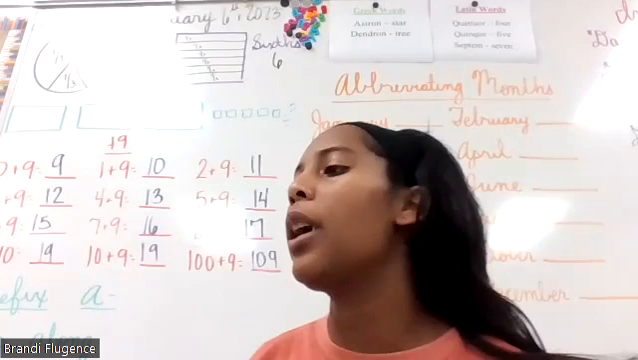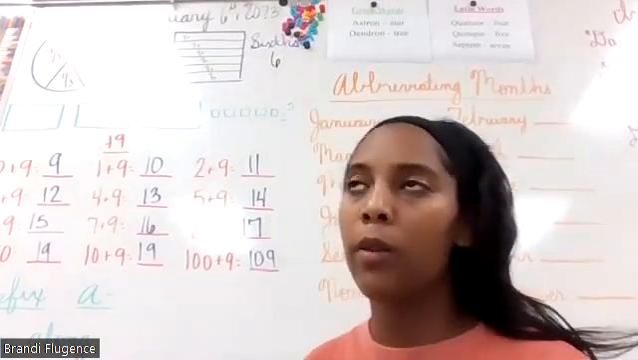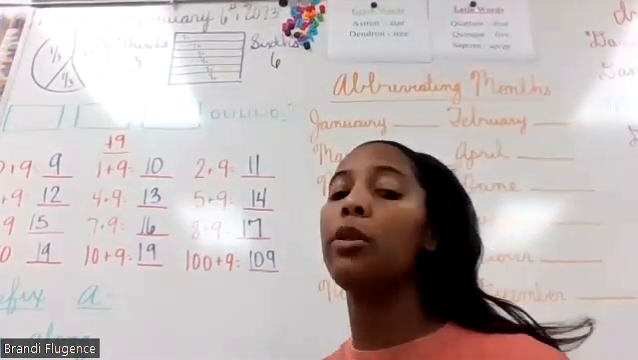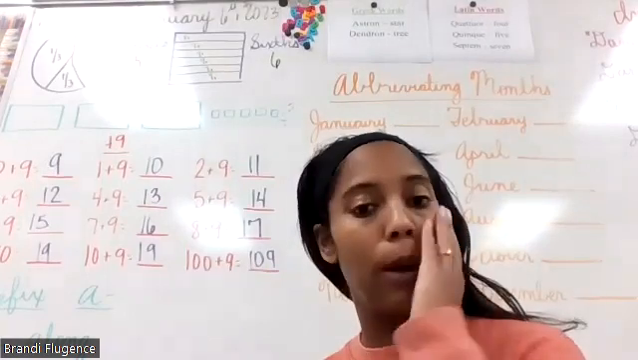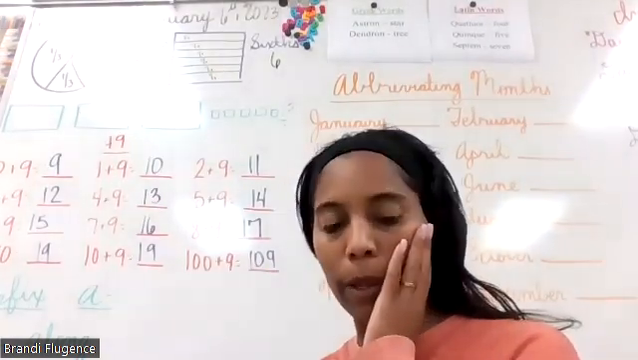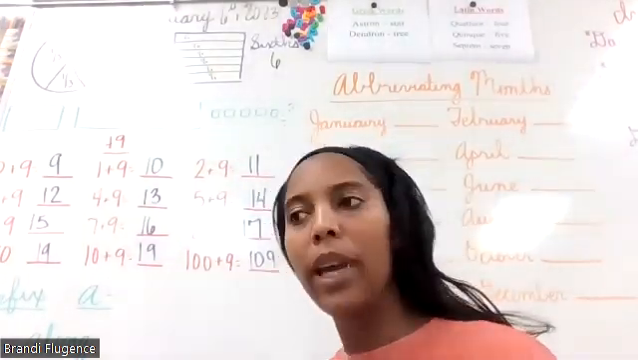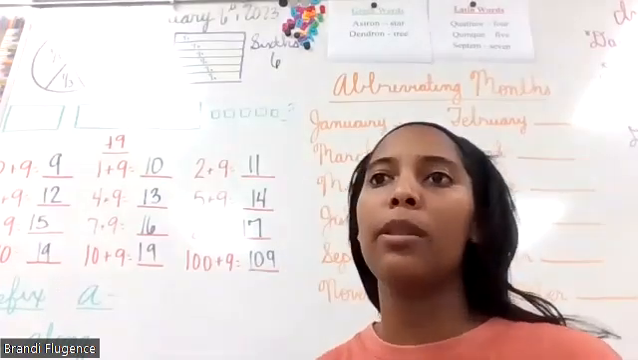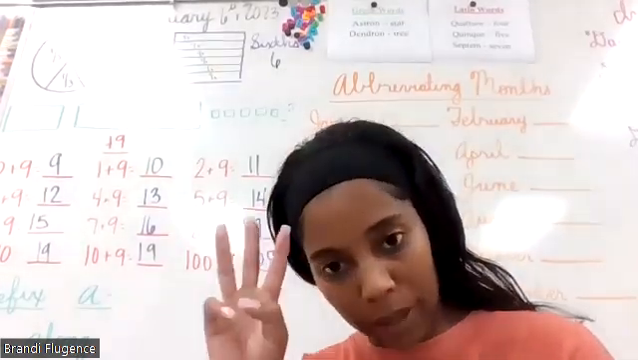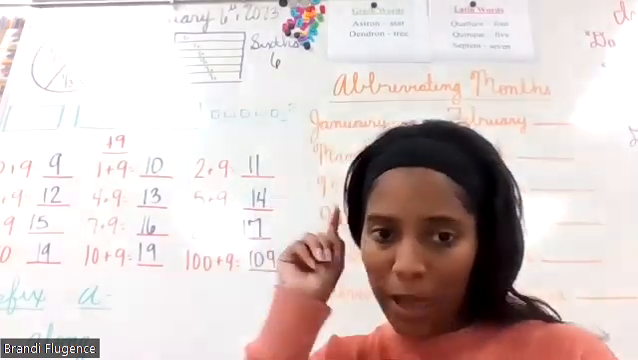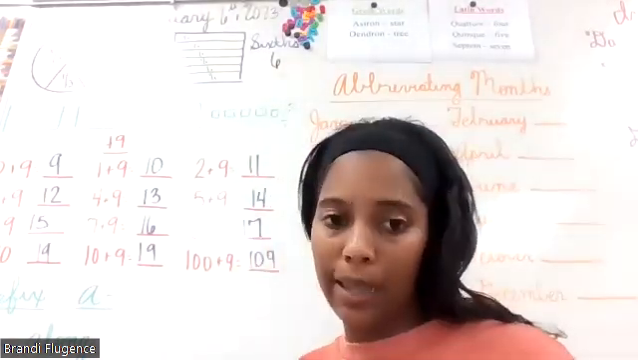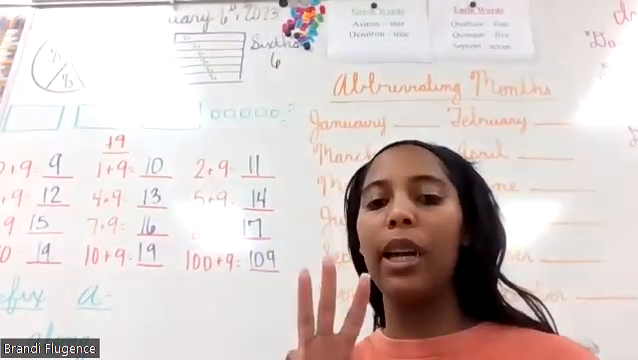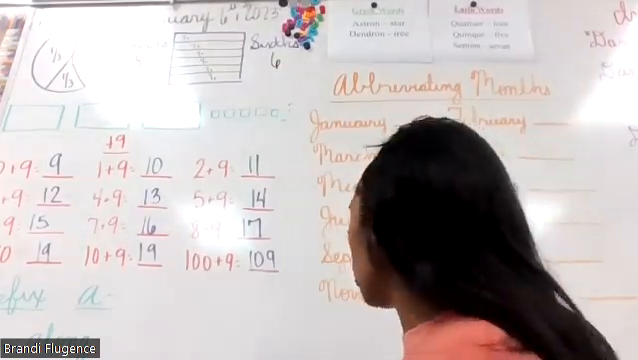Whenever you are abbreviating the months of the year, one of the most important things is that you have to make sure you capitalize it, because it still is a proper noun. When you abbreviate the month, you're going to put a capital letter, then the first 3 letters of the month, and then a dot at the end. That's how you abbreviate it. Let me show you what I mean by that.